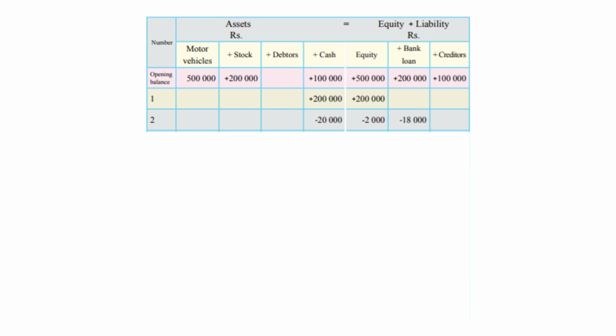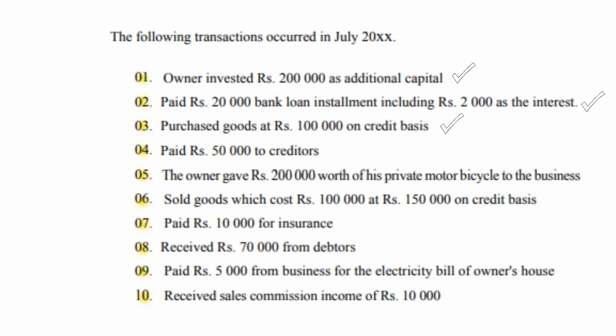So as you all know, because 20,000 is taken from cash, we have to deduct 20,000 from cash. And since 18,000 of bank loan is settled, we have to deduct 18,000 from bank loan. And interest 2,000 is an expense, so it should be deducted from equity. So now both sides are equal.